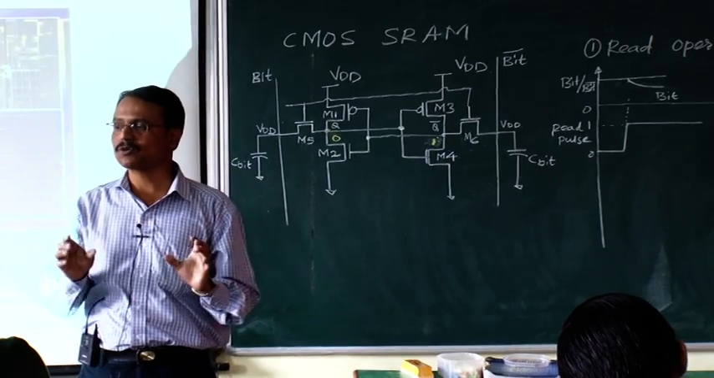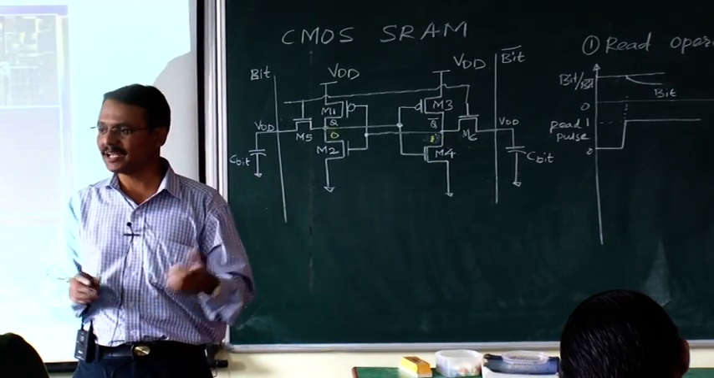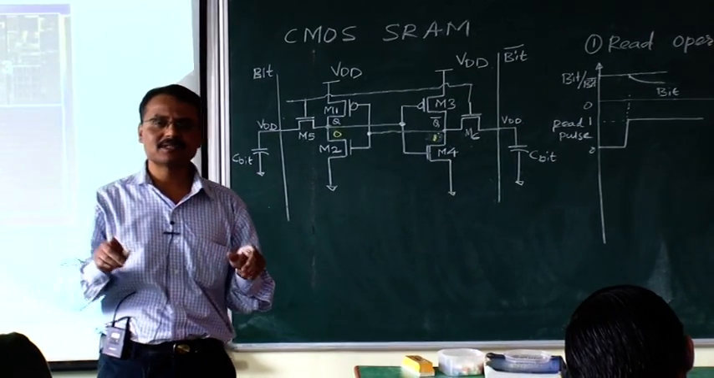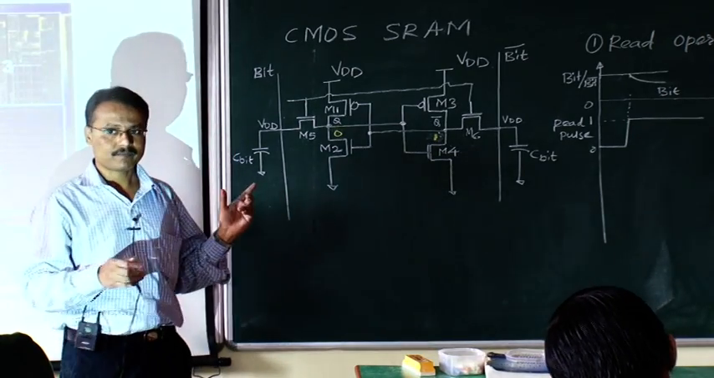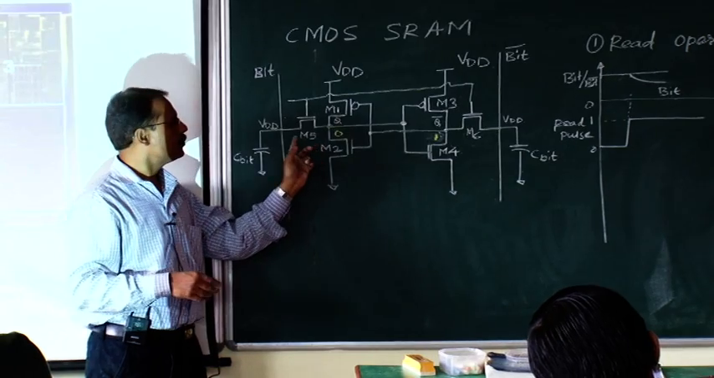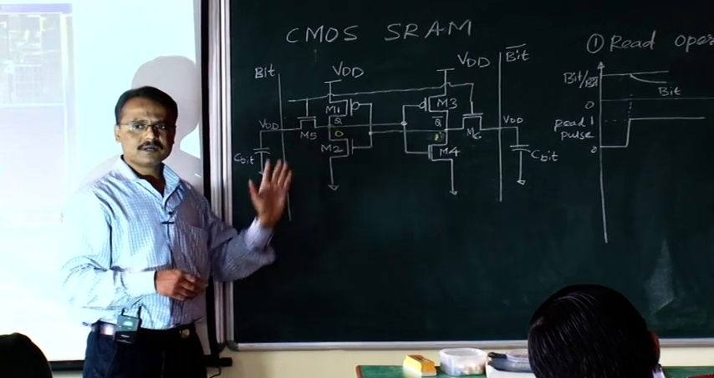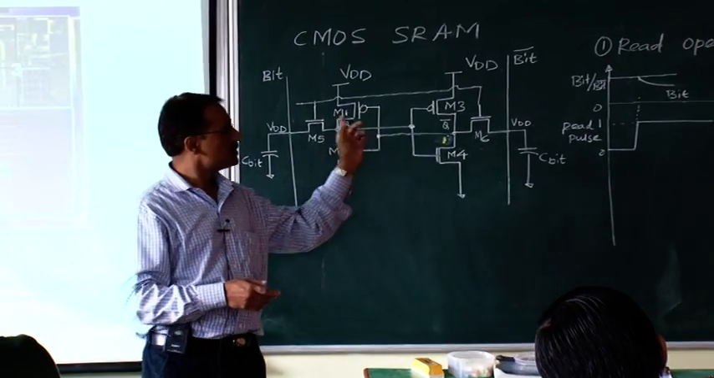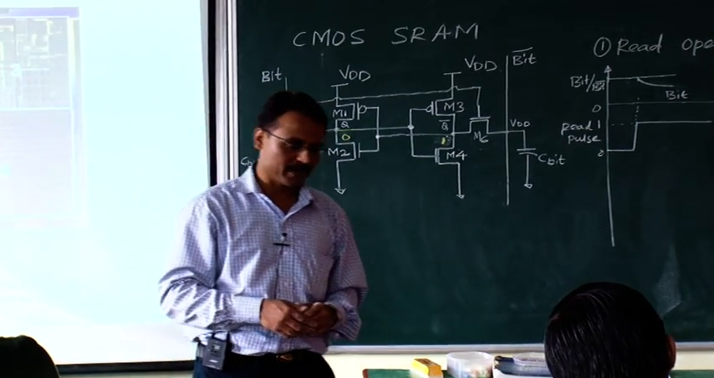Actually information is not stored in M5 and M6. M5 and M6 are just used to access the information. Means through M5 only we know what is stored in the memory cell. So this operation is called the read operation.